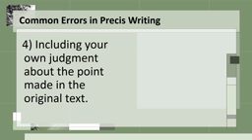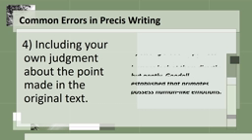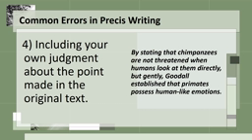Number 4, including your own judgment about the point made in the original text. So maybe avoid putting your comments and judgment. Example, "By stating that chimpanzees are not threatened when humans look at them directly but gently, Goodall established that primates possess human-like emotions." Whoa. Okay? That's too big a claim. Possess human-like emotions. That's wide-ranging. So, incorrect. That's your own judgment. So, you strayed away from the original text.